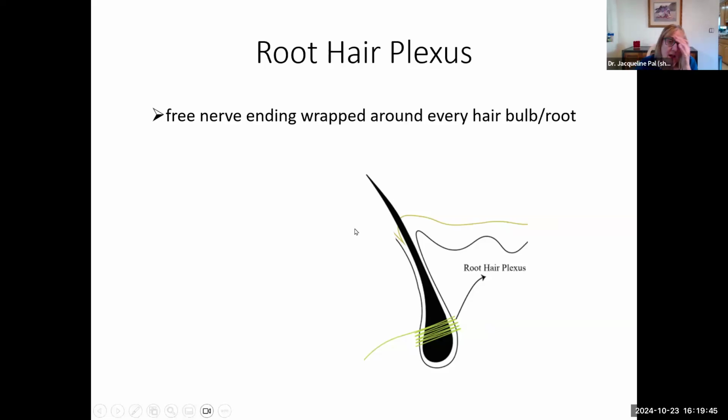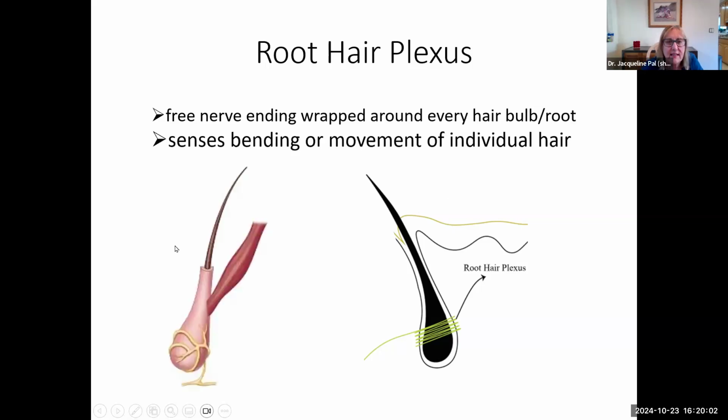All right. Another one is a root hair plexus, where basically it's a free nerve ending that's wrapped itself around either the hair bulb or the hair root. Whether it's the bulb or the root is still called the root hair plexus. And what happens is when that hair bends, or when that erector pili muscle contracts and makes that hair stand up, it senses that movement. So a root hair plexus senses movement of every individual hair.